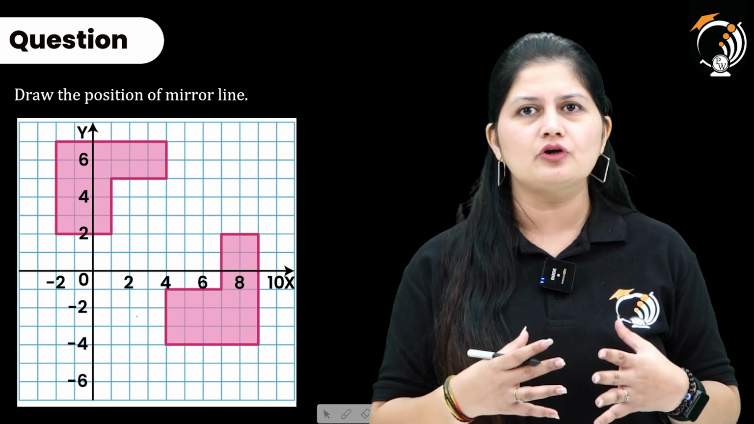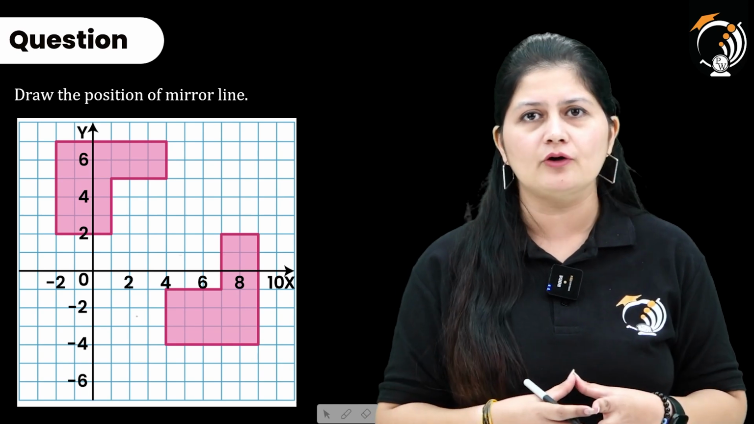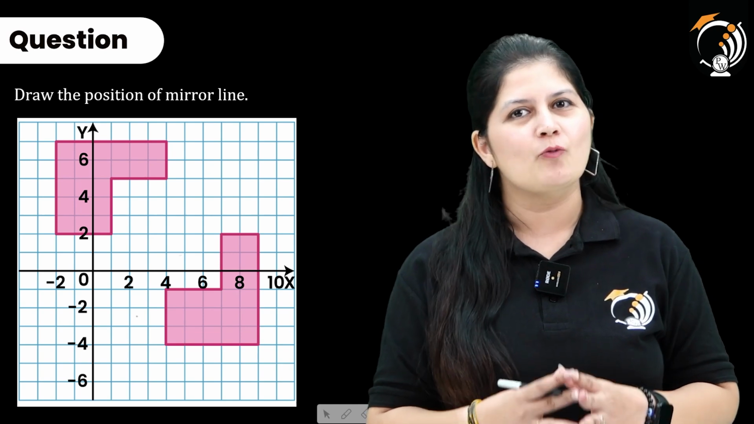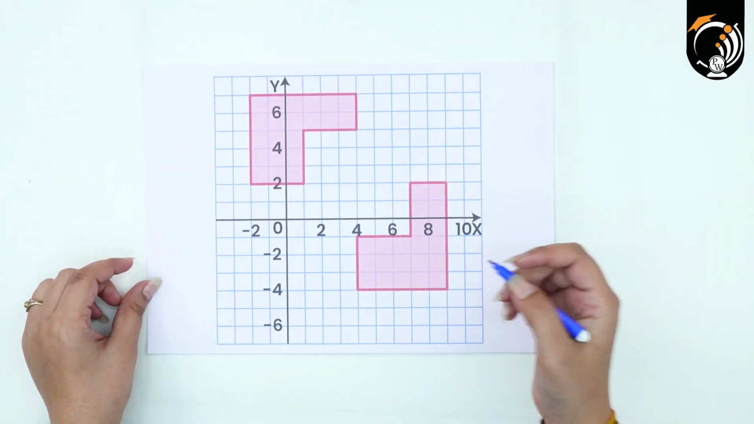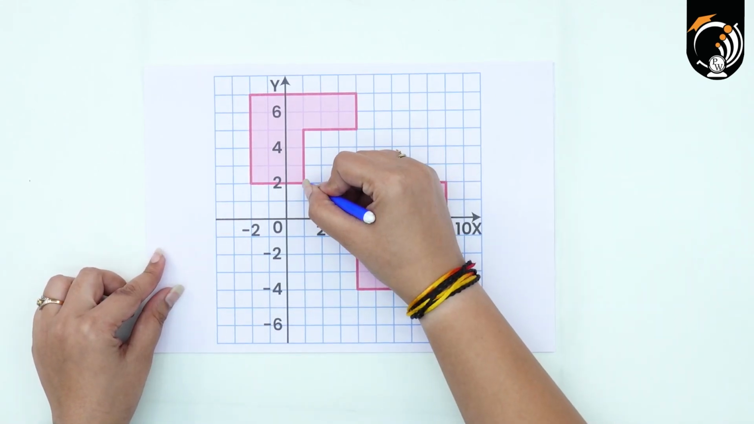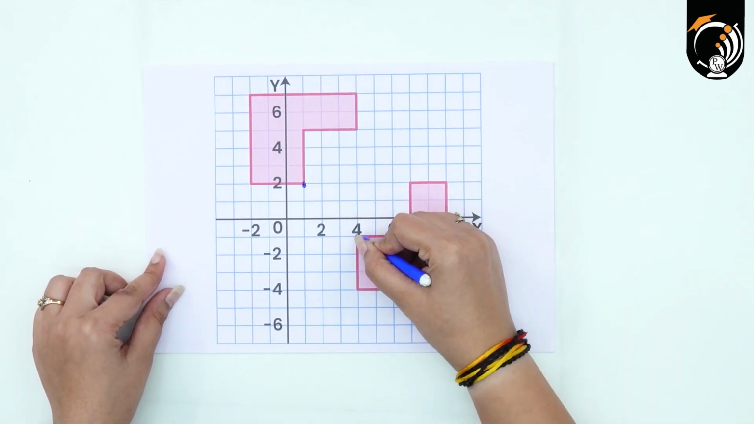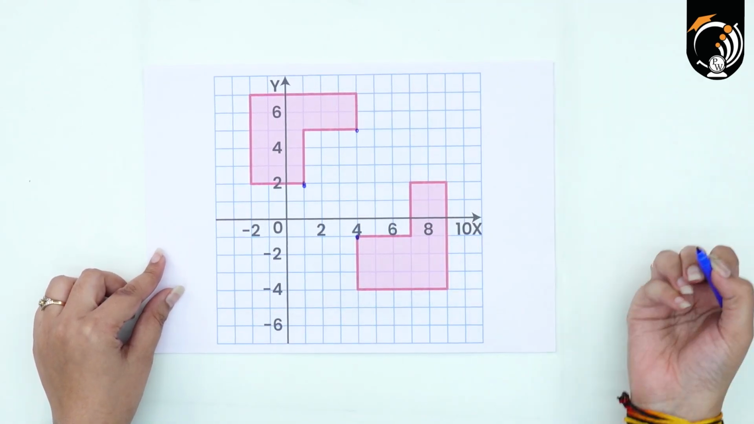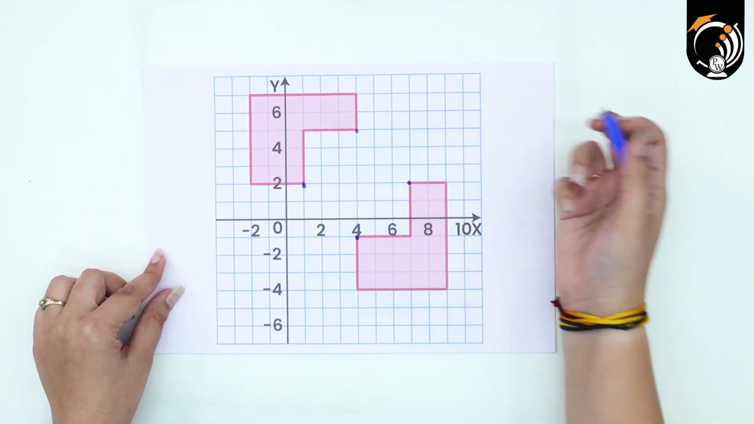So let's try to draw the mirror line in this scenario where it is neither parallel to the x axis nor parallel to the y axis. Now in this, following the same steps, let's look for the corresponding points. So here if I talk about this as one point, its corresponding point is this one, while if we consider this point, its corresponding point is going to be here, right?